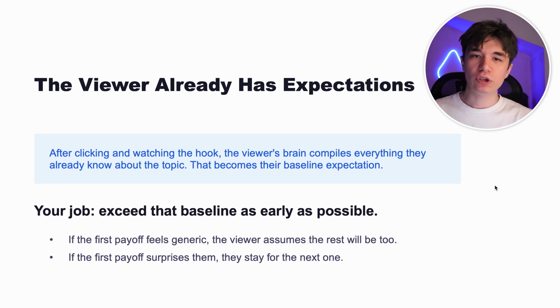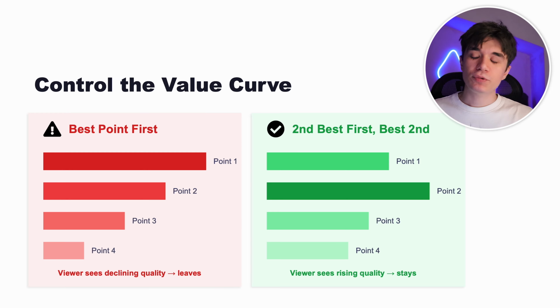So, for example, when you clicked on this video, you already, even subconsciously, created a backlog of all the other videos that you watched about script writing, and that then became your baseline. And my job was to exceed that baseline as early as possible. If the first payoff feels generic, the viewer will assume that the rest of the video is generic as well. But if the first payoff surprises the viewer, they stay for the next one because their expectation was already exceeded.